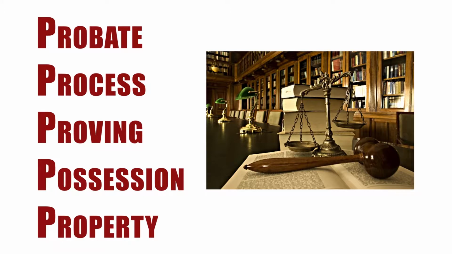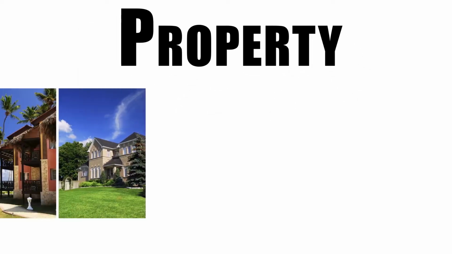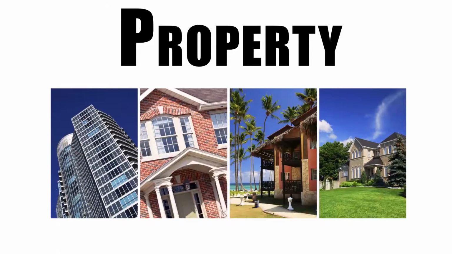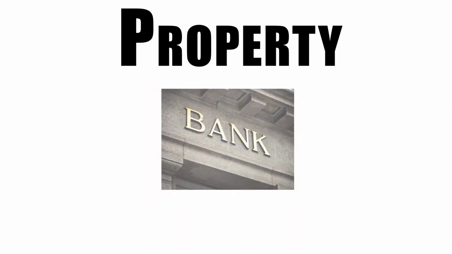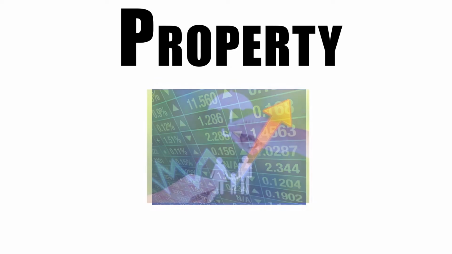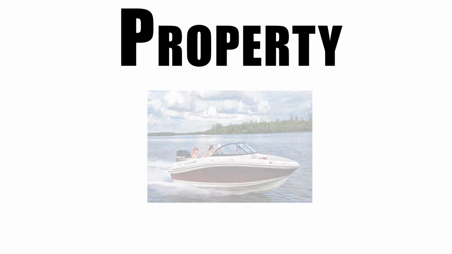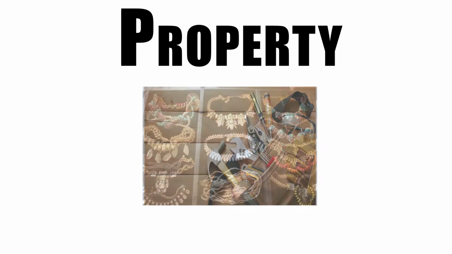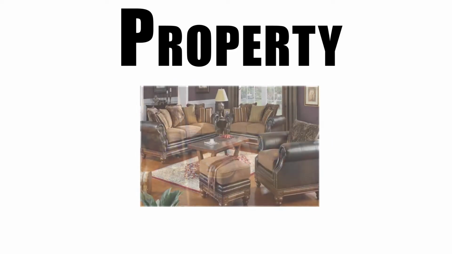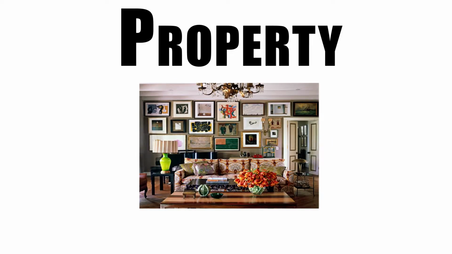5 P's: probate, process, proving, possession, and property. Probate is the legal process of proving who is entitled to control and take possession of property after the owner's death. The word property includes real property, that is, real estate and associated homes or buildings. The word property also includes bank accounts, investment accounts, life insurance policies, vehicles, boats, and other assets. Finally, property includes a variety of things such as books, tools, collections, musical instruments, furniture, art, and other personal property.